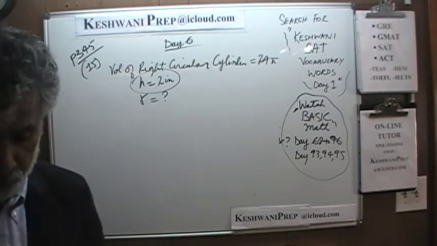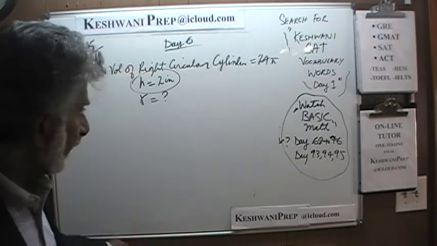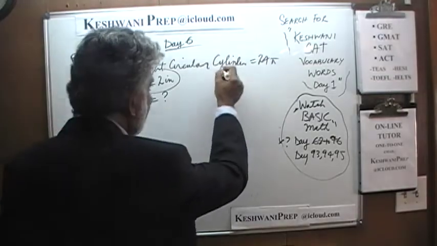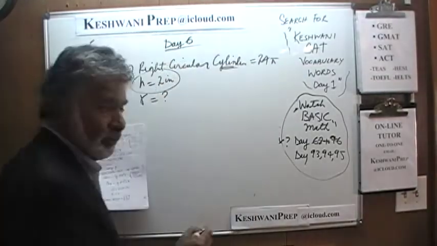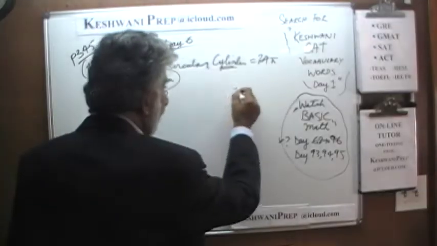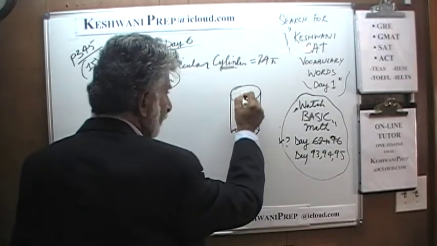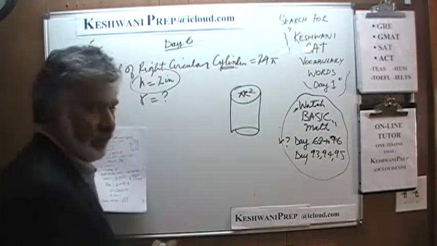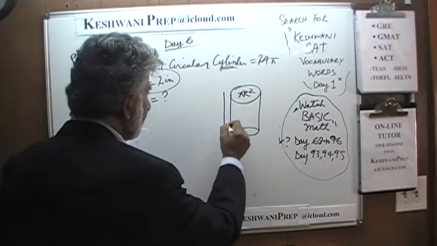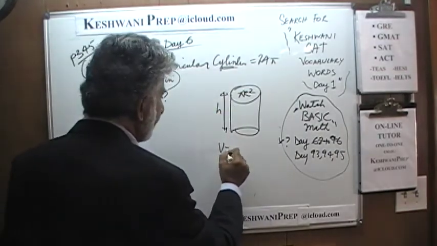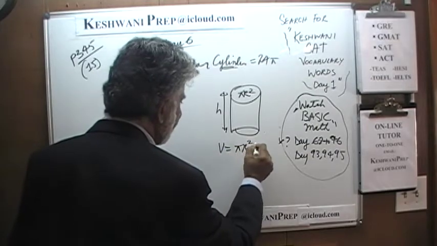And if you go that route, listen very carefully. As you know, the volume of a right circular cylinder depends on how wide open it is on the top and how deep it is. How wide open it is on the top, that's the area of the circle, pi r squared. And how deep it is, the height. And you will end up saying that volume equals pi r squared times h.